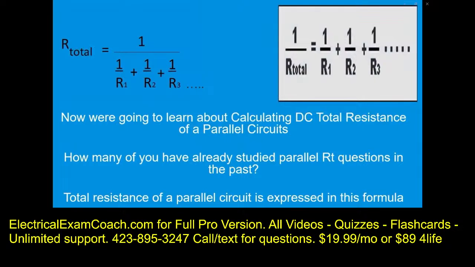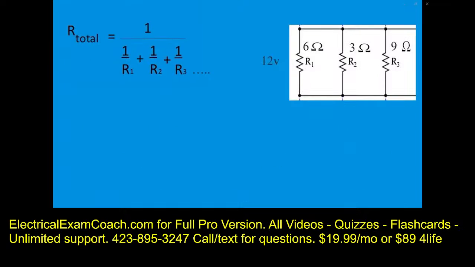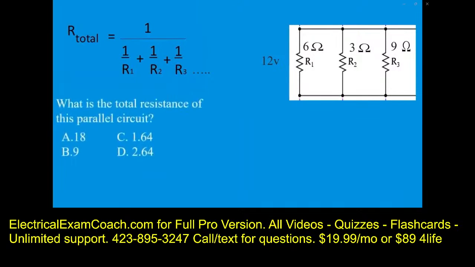The reciprocal of R total equals the reciprocal of each one of those numbers. So that's another way to look at it. Okay, so we have 6, 3, and 9 as our resistors. So what is the total resistance of this parallel circuit?